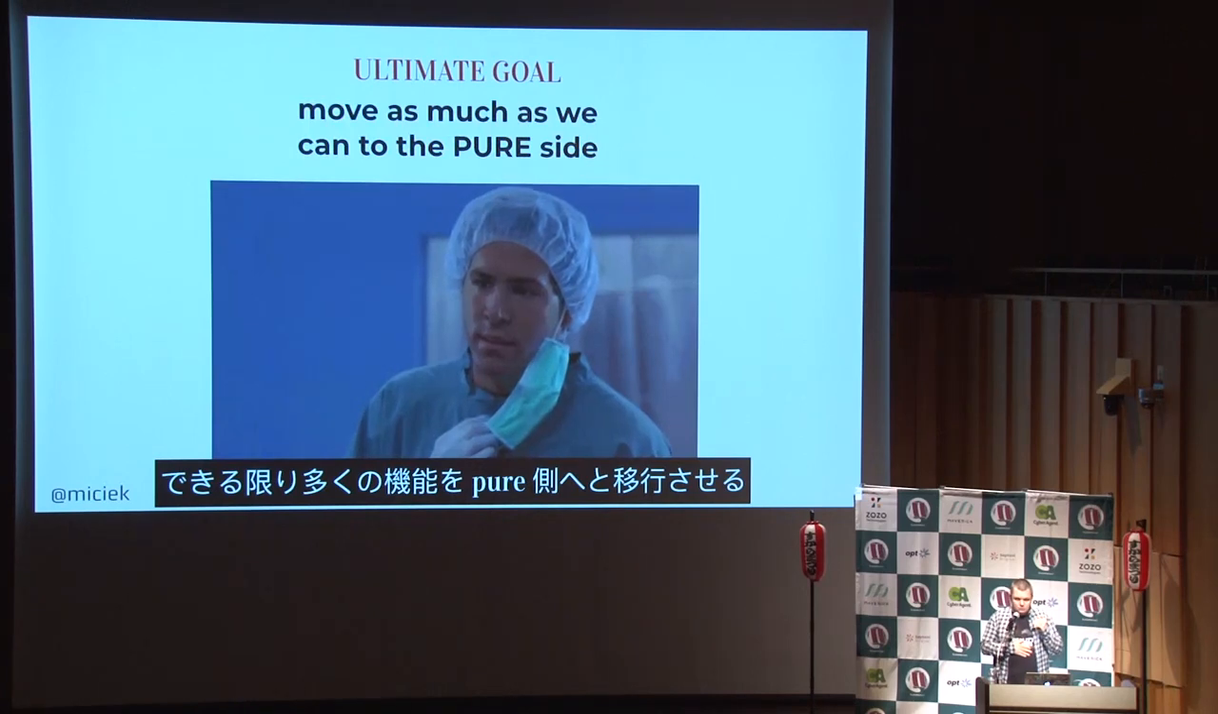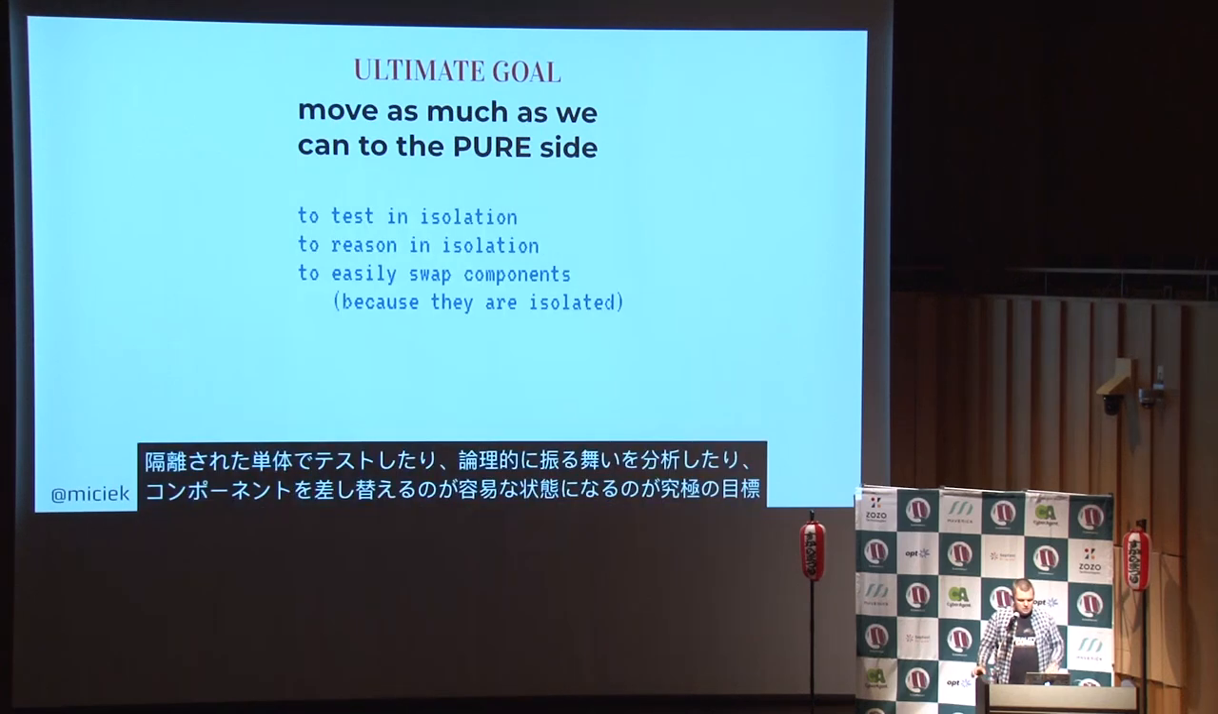Okay? That's our goal. But why? Again, why? I will repeat that often today. Why do we need that? To test in isolation, for example, to reason in isolation, to understand the code in isolation, which means to understand it quicker than if it's very tightly coupled. And of course, we need to swap components, because it's a conclusion from all these things. If we have a separation of concerns in our code, if we have isolated modules, then we can really easily swap the components. Again, the holy grail of programming, especially for bigger applications.